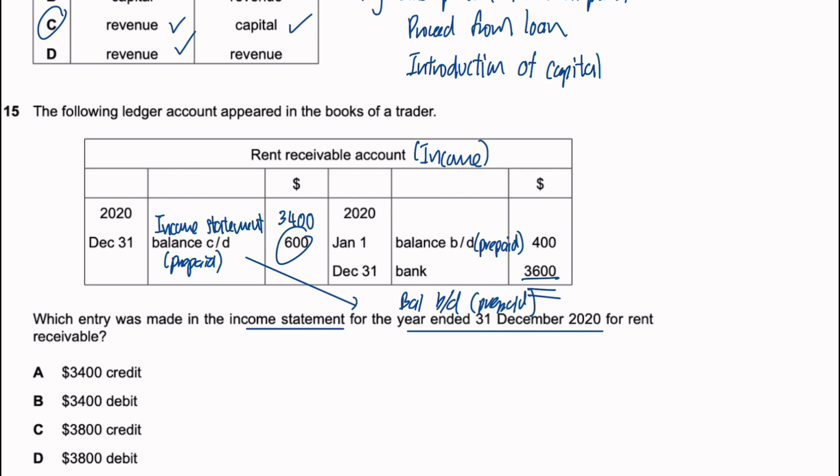Okay, so it's saying which entry was made in the income statement. Be careful, don't straight away just pick the debit side, because the double entry is you debit rent receivable and then you credit your income statement. So when you credit income statement, this means that this is an income, so it's a credit side here.